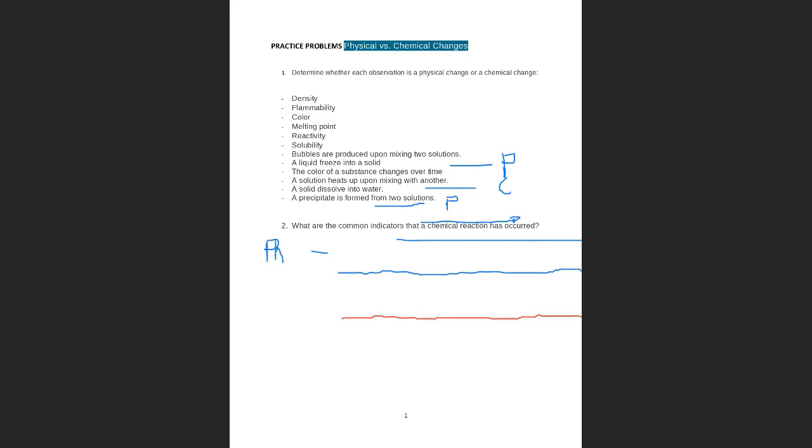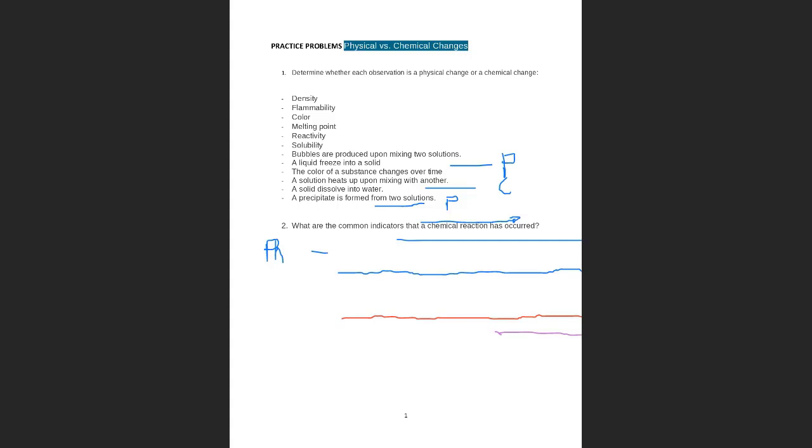How about a solid dissolved into water? Physical or chemical? A solid dissolved into water. So I put sodium chloride, or table salt, in water. Did I create a new substance? No. I still have table salt.